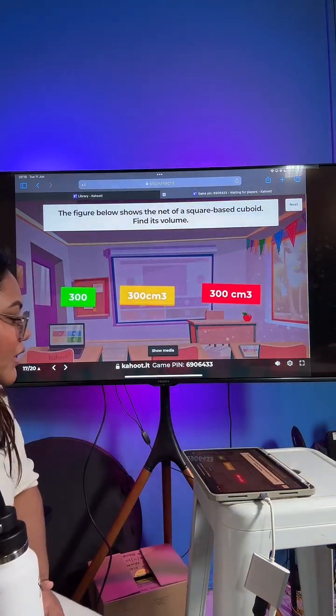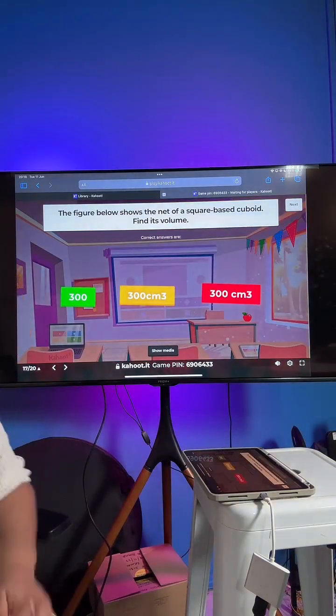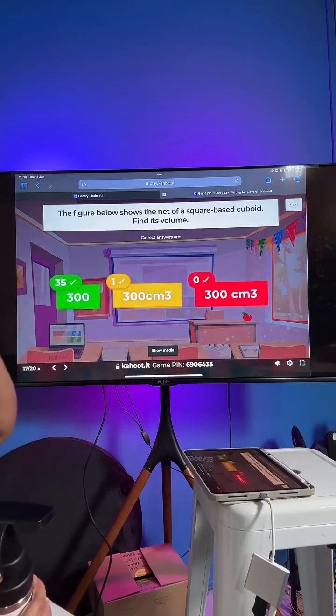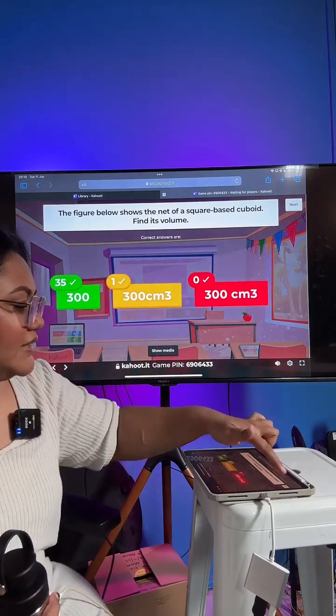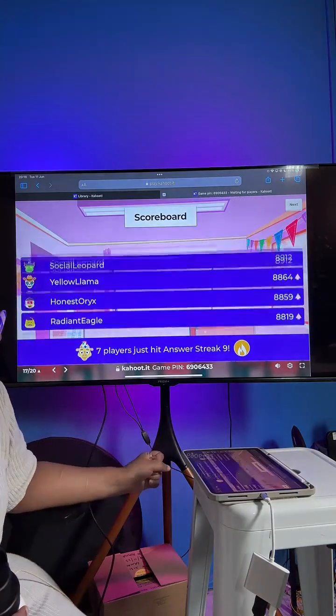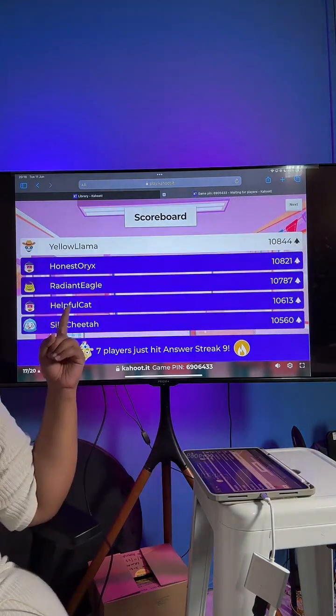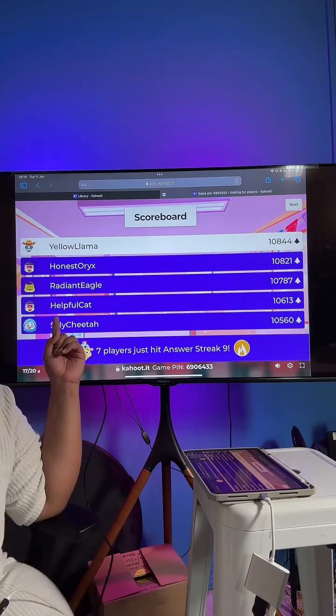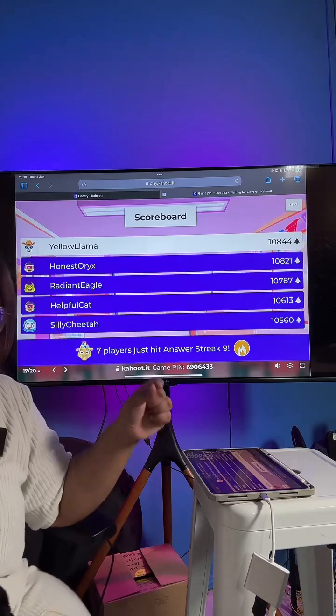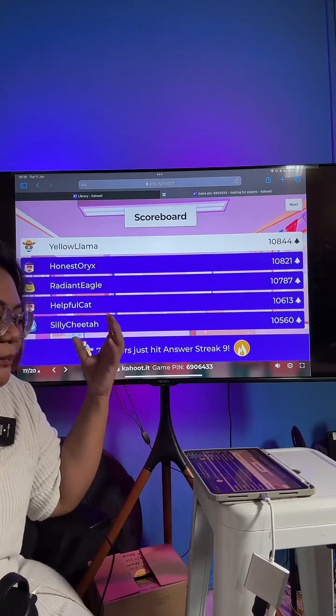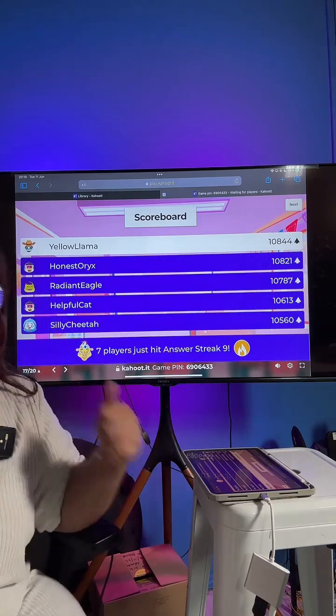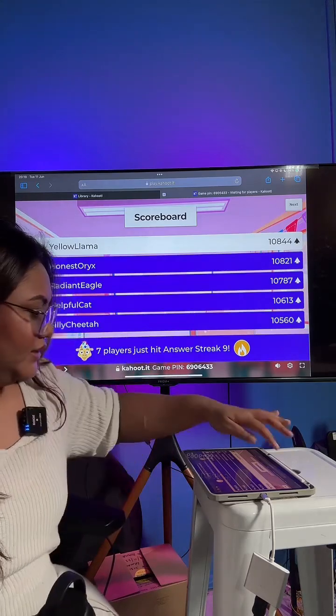Okay, let's take a look. The correct answer is 300. If you have typed in any of these, it's still accepted. Okay, the correct answer is 300. Let's take a look at why. Ooh, take a look at this now. Yellow llama is now number 1. So friends, I mentioned already, because of the double points, it's still possible to be number 1. So don't give up hope, okay?